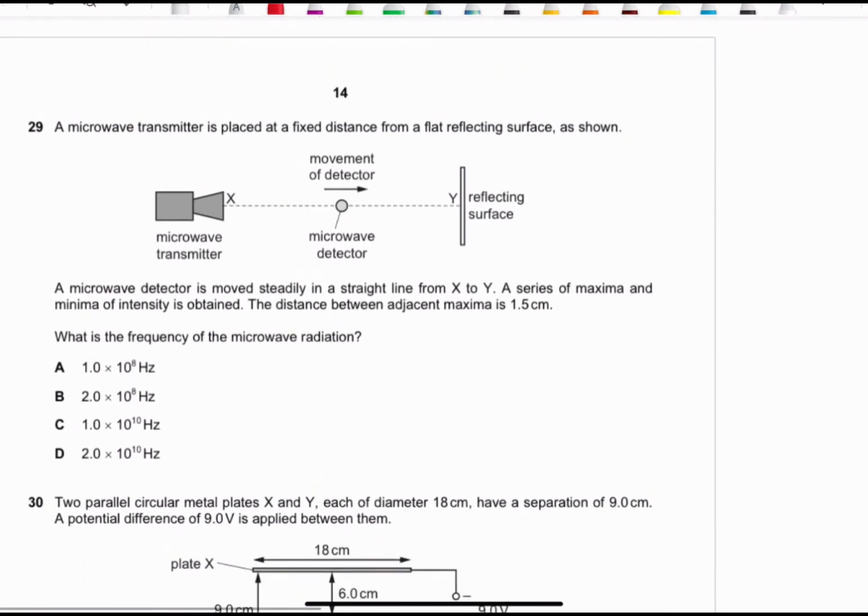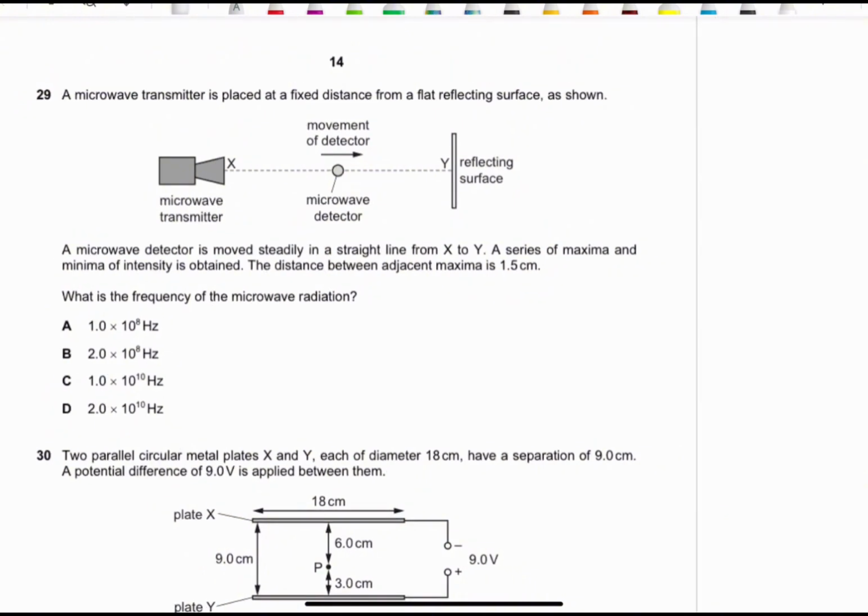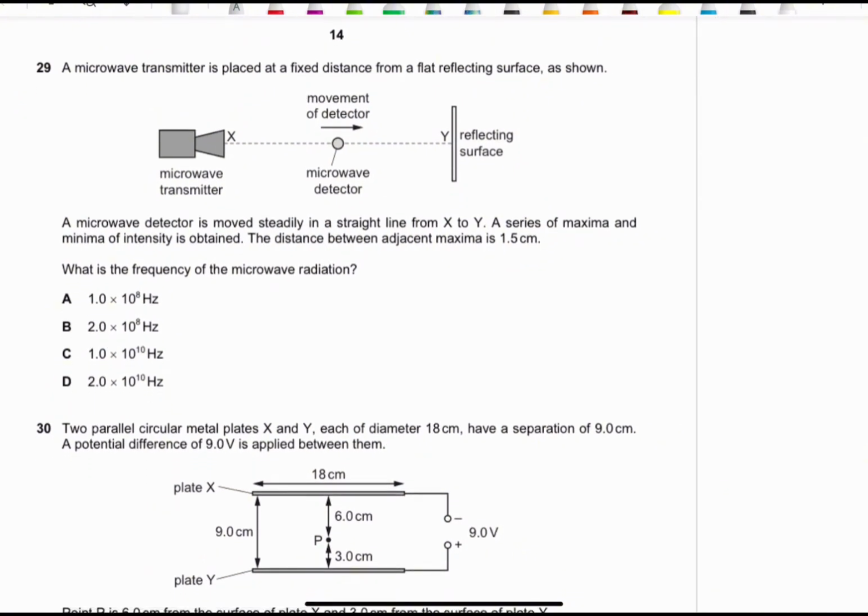Very important. Question 29. A microwave transmitter is placed at a fixed distance from a flat reflecting surface, okay? So the microwave detector is moved steadily in a straight line from X to Y. A series of maxima and minima is obtained. So let's draw them, right? So let's draw a series of maxima and minima that we might observe. So it's something like this, right? Okay, so this is basically a series of maxima and minima.